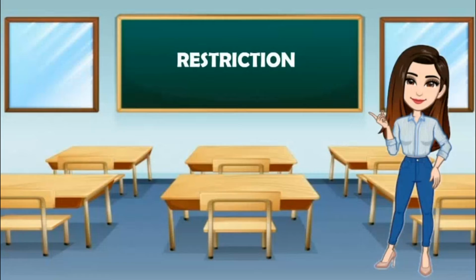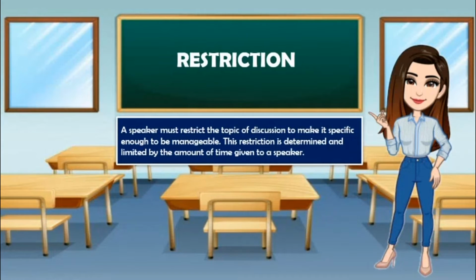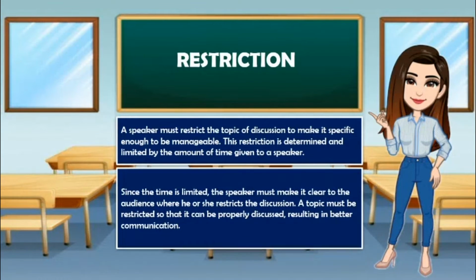Restriction. A speaker must restrict the topic of discussion to make it specific enough to be manageable. This restriction is determined and limited by the amount of time given to a speaker. Since the time is limited, the speaker must make it clear to the audience where he or she restricts the discussion. A topic must be restricted so that it can be properly discussed, resulting in better communication.